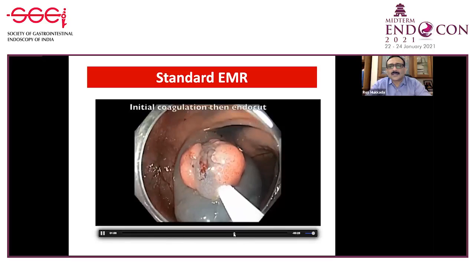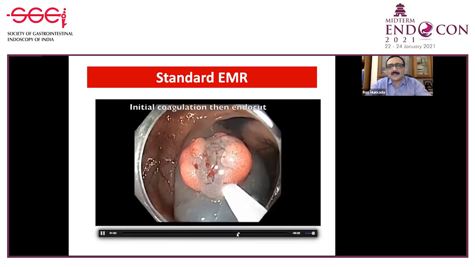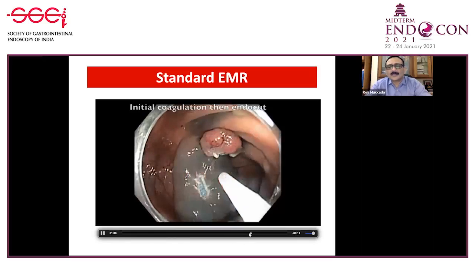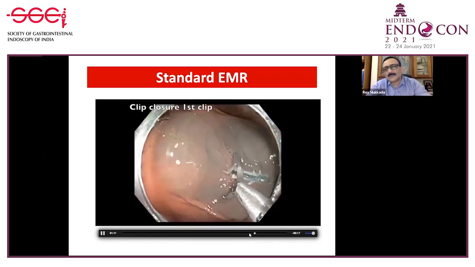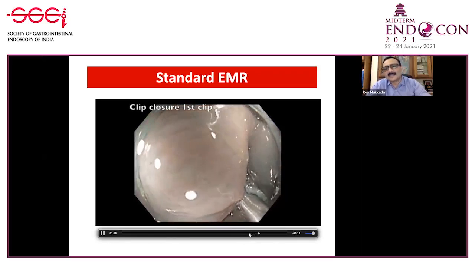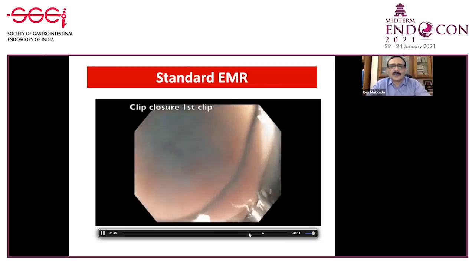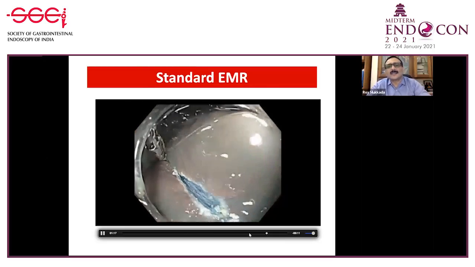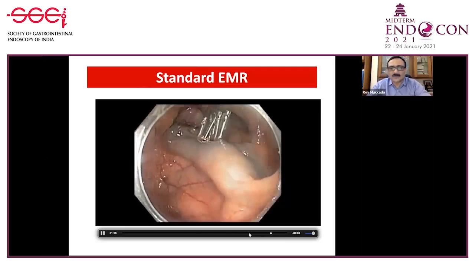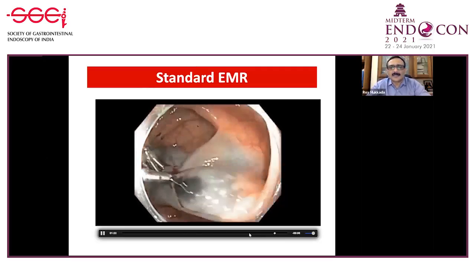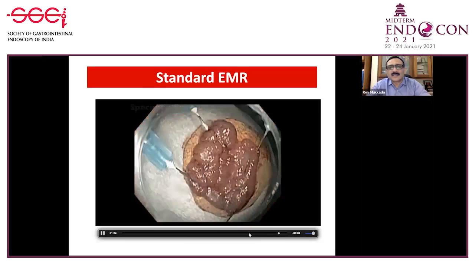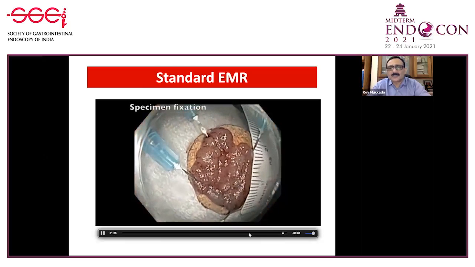So here you can see this lesion is very neatly taken out. You can see that you don't have to clip this lesion because it's a very clean resection. You don't have to, but it depends on the endoscopist's choice, and you can use multiple clips. And this lesion can be pinned and given to the histopathology.